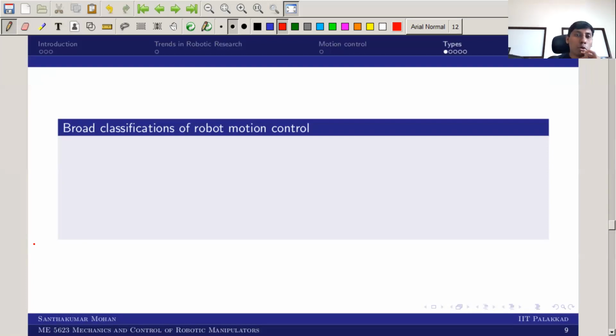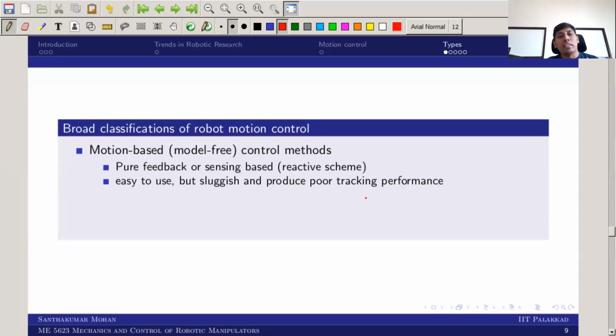So one is model-free, which is basically reaction or motion based. The other one is what you call model based. In the sense, what one can see is that you can make the controller model-free, purely dependent on the feedback, and make everything reaction based. This is very easy, but the problem is it has a sluggish response and poor tracking performance.